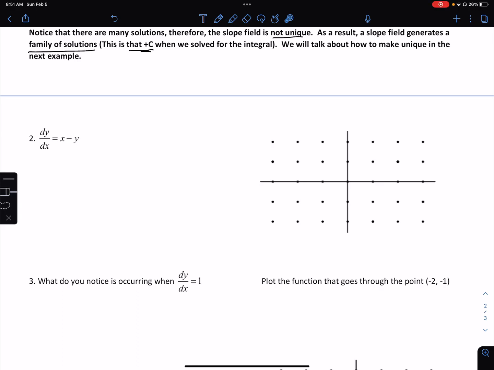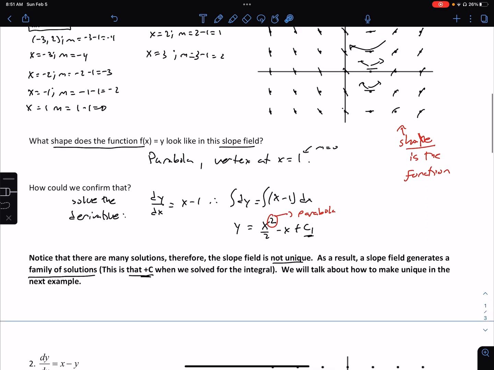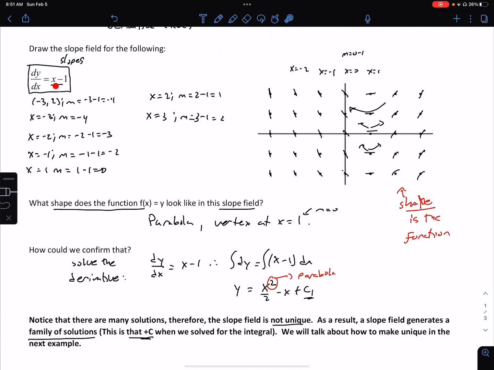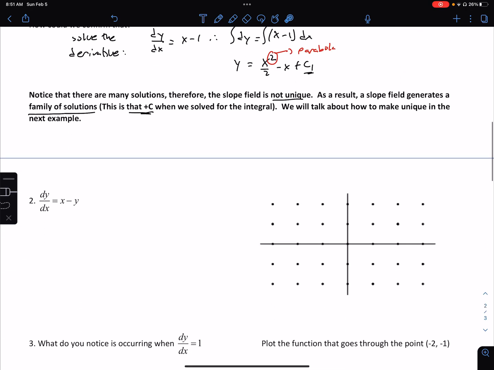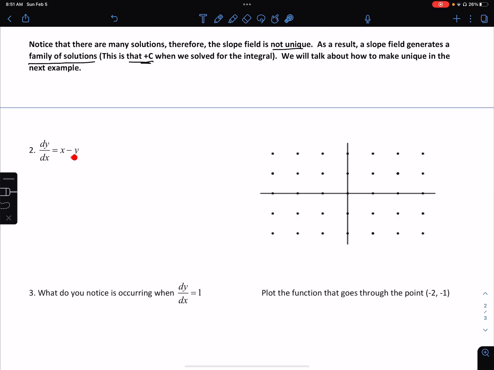So for our next example on slope fields, we're going to continue our discussion. We're going to take a look at number 2 right here, and we have dy/dx equals x minus y. This is going to be a little bit harder than the first example, because there we only had to worry about the x values. For this next example, we have to worry about the x and the y values, so it might be helpful just to list them all out.